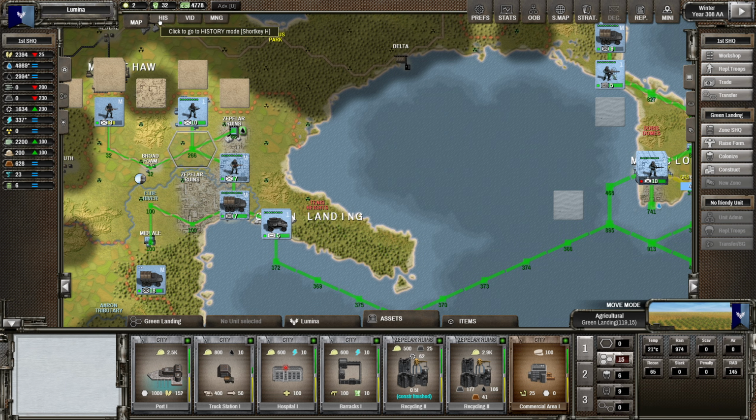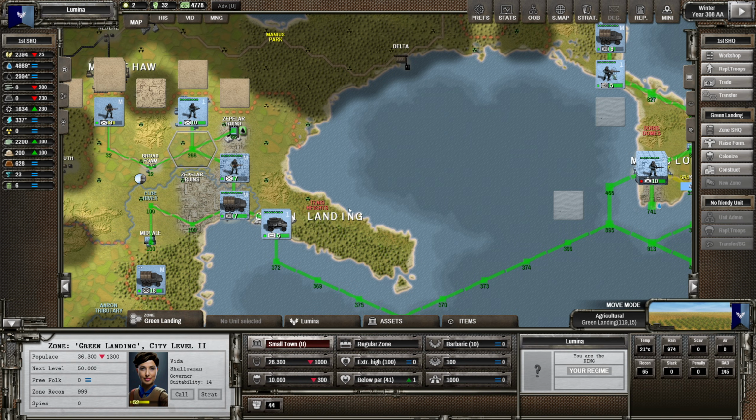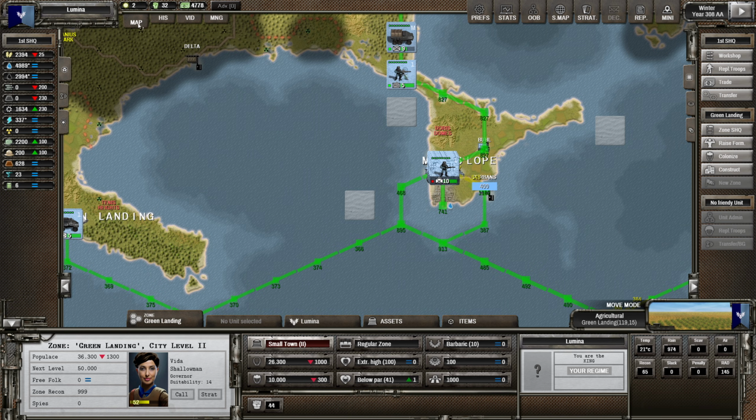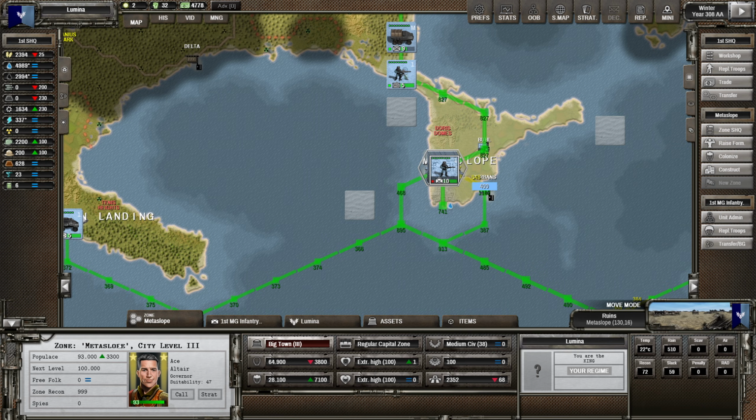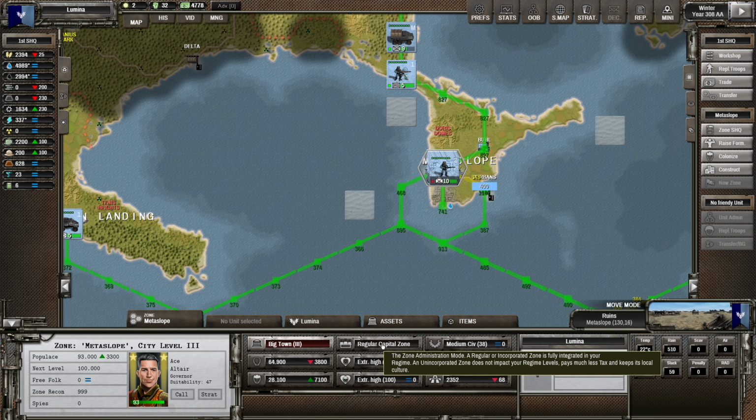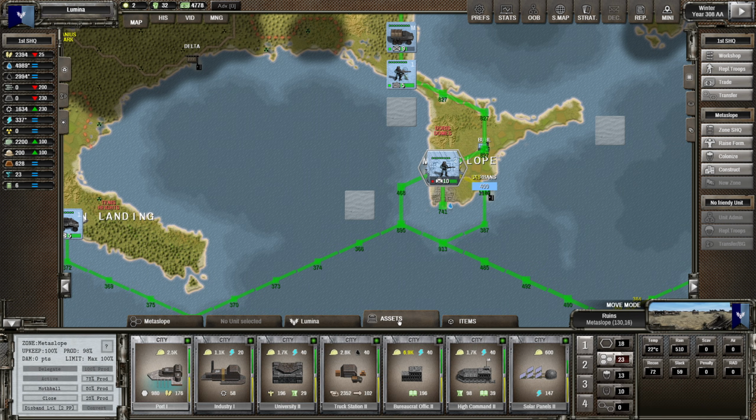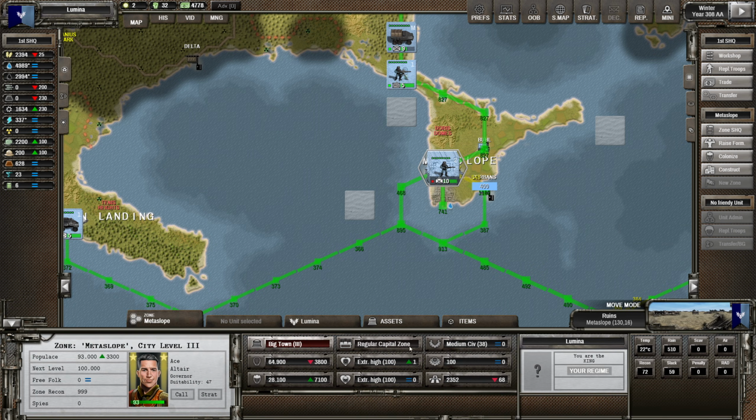So the next tab here at the top, I think we've gone over most of the map stuff. I suppose maybe while we're looking at the map, we might as well look at this actually, because this is part of the map mode. Okay, so we've got the zone tab here. The zone tab gives you some basic information about the zone that you've got. So here's my zone name, Metaslope. It tells you the city level. You can build more effective assets or buildings, depending on the size of the zone.